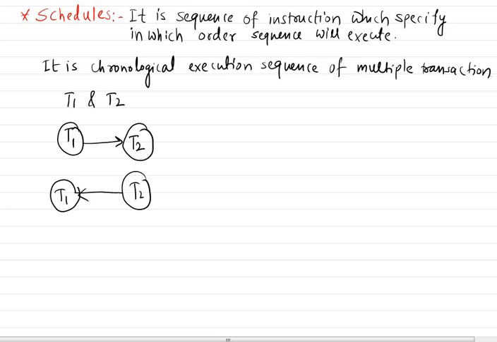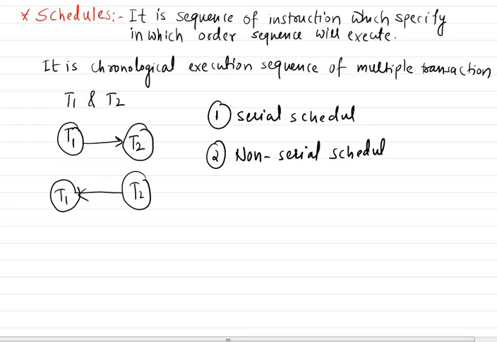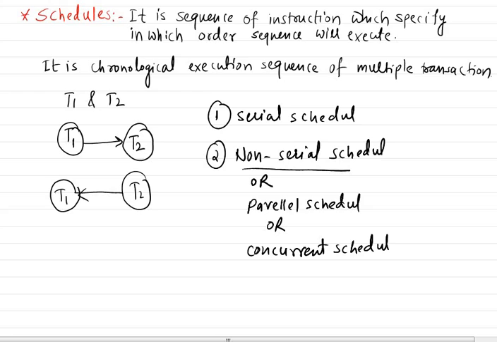There are two types of schedule. The first one is serial schedule and the second one is non-serial schedule. A non-serial schedule is also called a parallel schedule or a concurrent schedule.